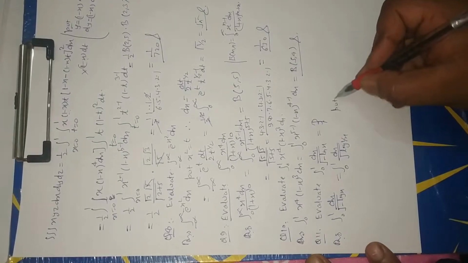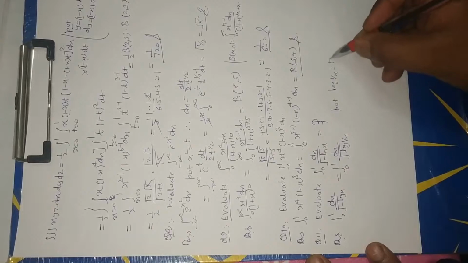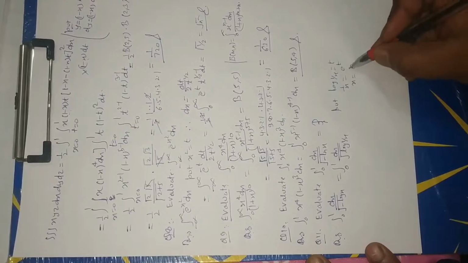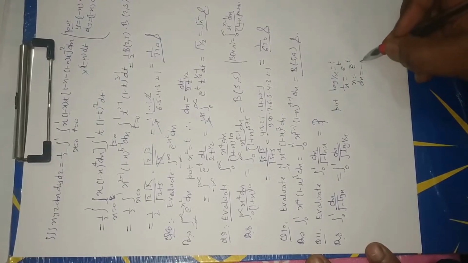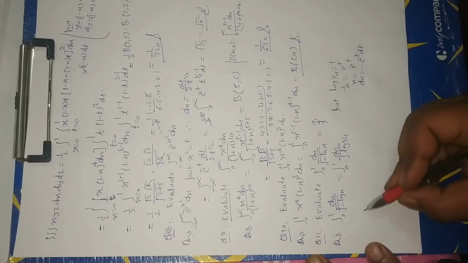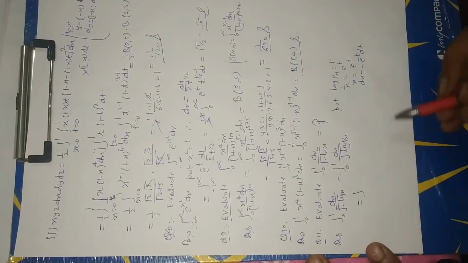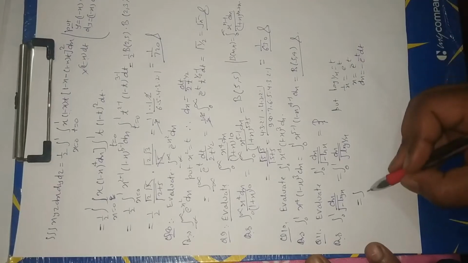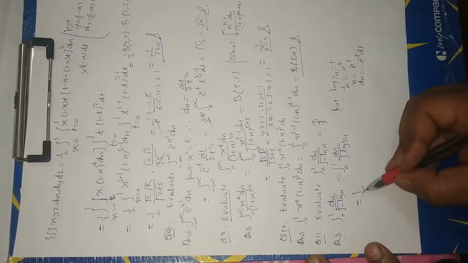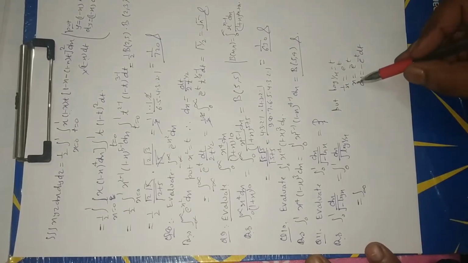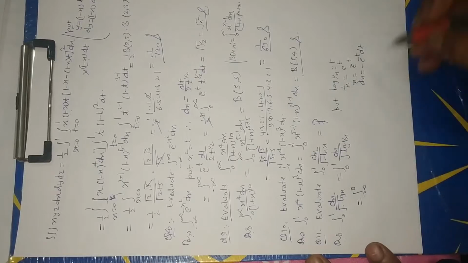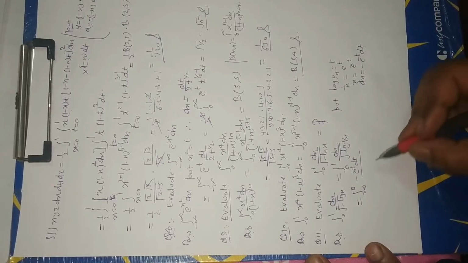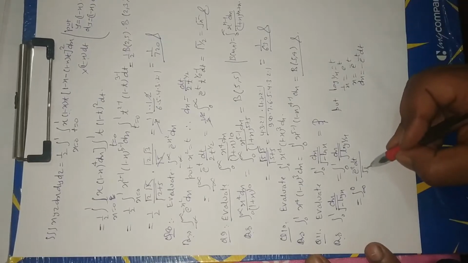Now put log 1 upon x is equal to t, that is 1 upon x is equal to e to the power t. Now x is equal to e to the power minus t, that is dx is equal to minus e to the power minus t dt. Therefore limit x is equal to 0 to e to the power minus infinity, that is t is equal to infinity. Now x is equal to 1, so t is equal to 0. Now dx is minus e to the power minus t dt upon under root t.